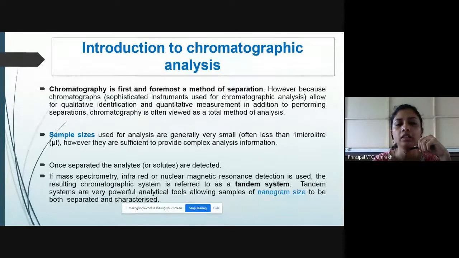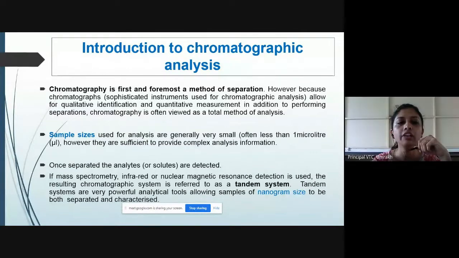In chromatography, once your sample is separated, it will be analyzed and detected through detectors. Is the presentation still visible? Because when I enter some new student into the meeting, the presentation might not be visible. Is it visible? Yes, ma'am.